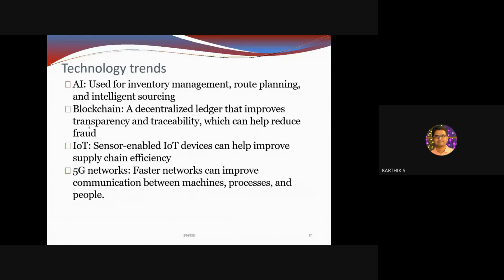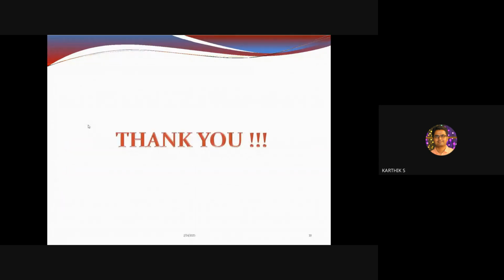Also, in order to achieve all these things, you need faster communication. So I think 5G networks, we are in 5G. I think the Japanese have gone to 6G. So all these things are happening. With this, I'm completing my slides.